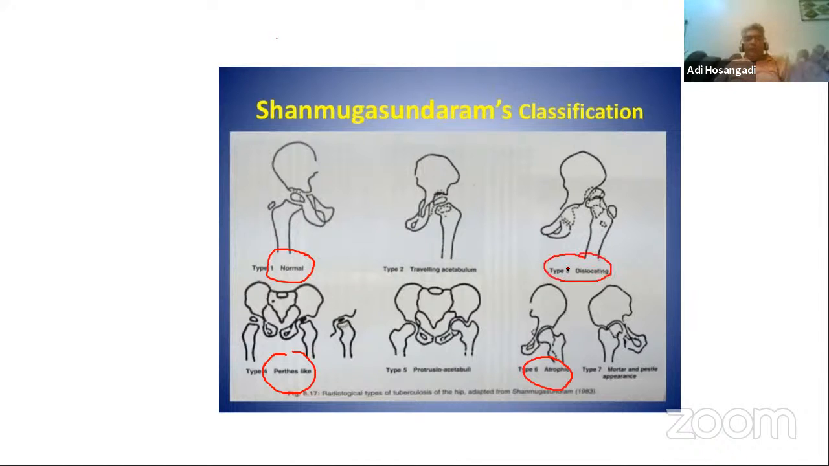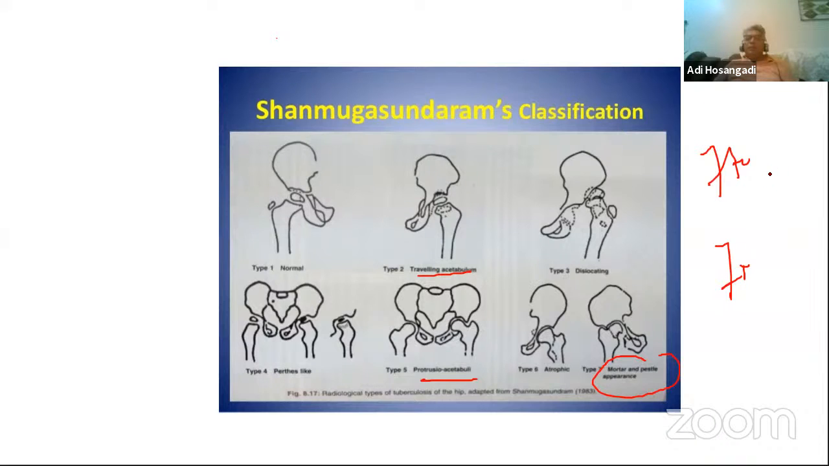Type 1 is normal, type 2 is acetabulum. No, these can be randomly remembered. But please remember it can be normal type, Perthes type, atrophic type, then your dislocating type. Now you have to remember these three special types: the traveling acetabulum type, protrusio acetabuli, and mortar and pestle. I'll show you the diagram, then you can remember. So there are roughly 7 types of radiological classification as per Shanmugasundaram's classification.